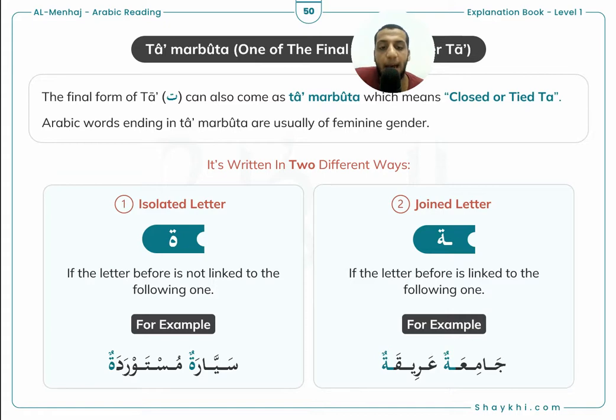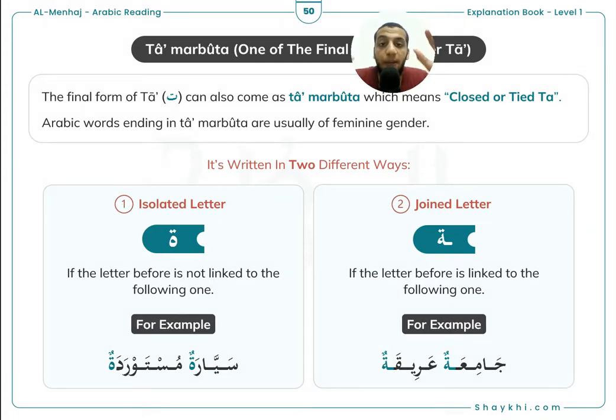جامعة عريقة. It means like a great university or something like that. So جامعة: here we have العين, which is joined to the letter before and the letter after. But what we meant here is that it is joined to the letter after it. For this reason we used the joined form of التاء المربوطة. The same goes for القاف. Because it's joined to the letter after it, we use this joined form of التاء المربوطة.